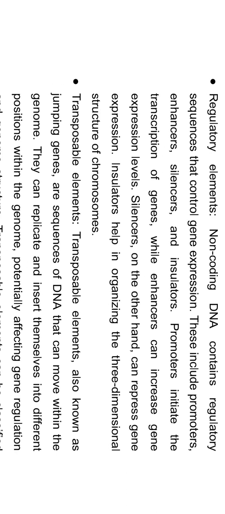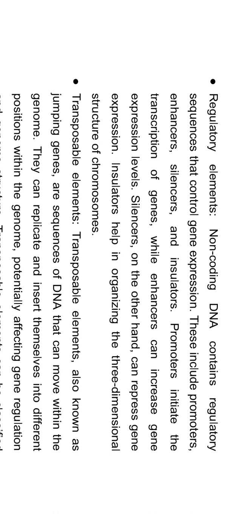And regulatory elements. Non-coding DNA contains regulatory sequences that control gene expression. These include promoters, enhancers, silencers, and insulators. Promoters initiate the transcription of genes, while enhancers can increase gene expression levels. Silencers, on the other hand, can repress gene expression. Insulators help in organizing the three-dimensional structure of chromosomes.